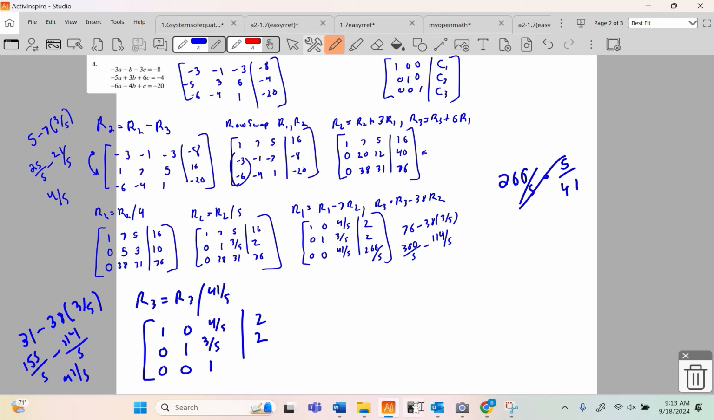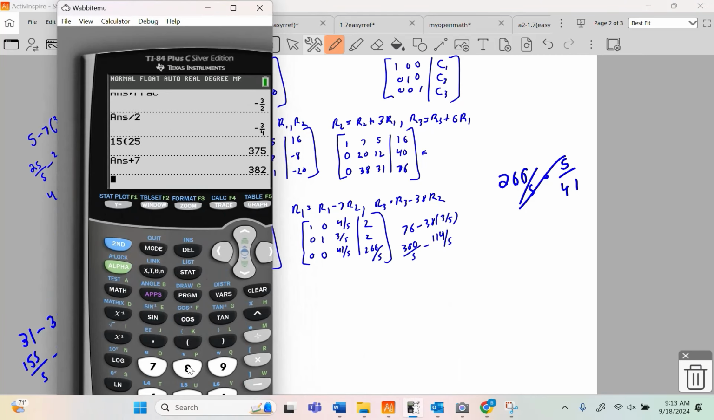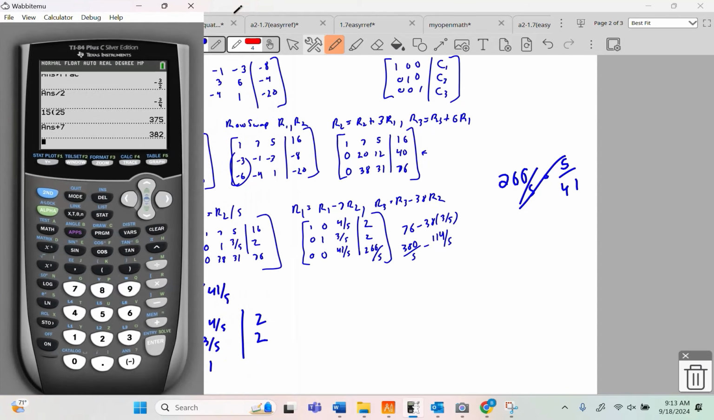And that doesn't work out nice, does it? I was hoping that would work out nice, which makes me think maybe I messed up somewhere. That or I'm just being slow. 266/41. Let me pause this and double check where I've made a mistake.